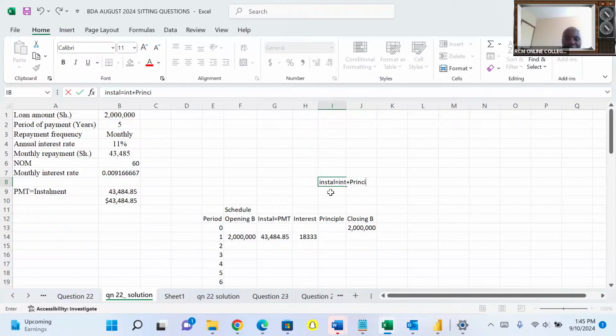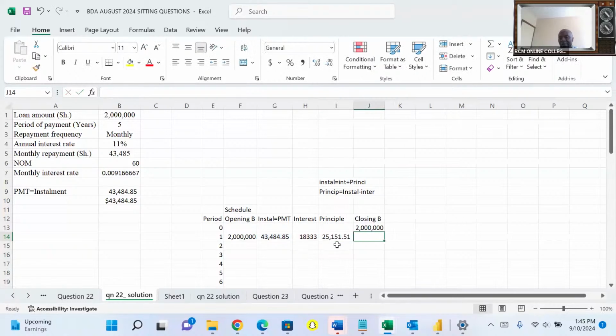So if they want me to make the principal the subject, what I will do is take the installment and then subtract the interest that I've gotten here. So to get this principal, I will say equals, take this installment and then say minus the interest. Don't lock anything there because this principal will be changing.